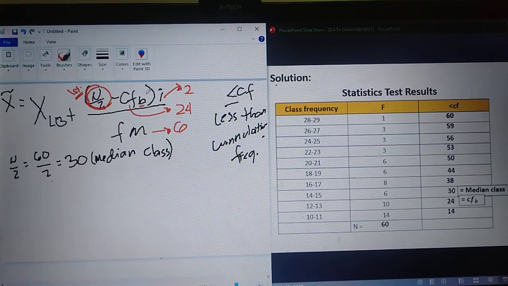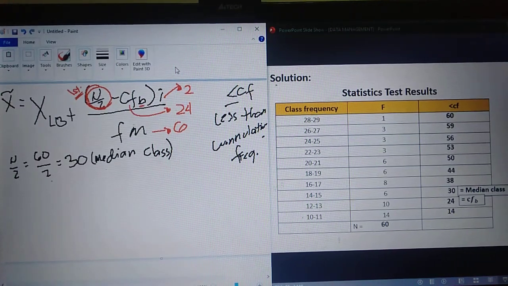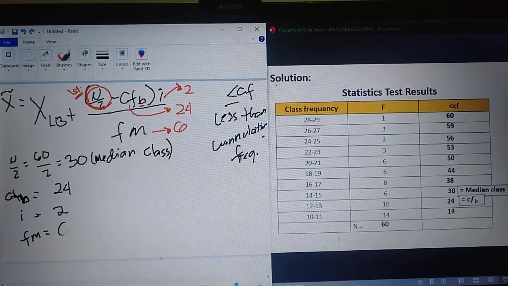Okay. Sige, himay-himayin natin. Sige, like lang dito para hindi kayo malito. CFB is 24. Interval is 2. FM is 6. And then lower boundary ang hinahanap natin.